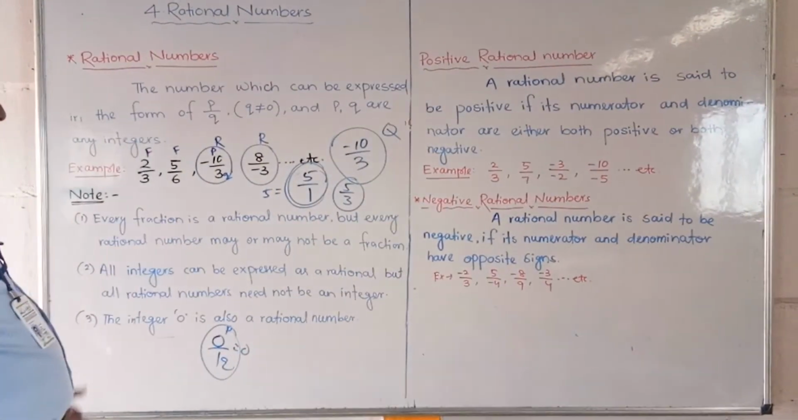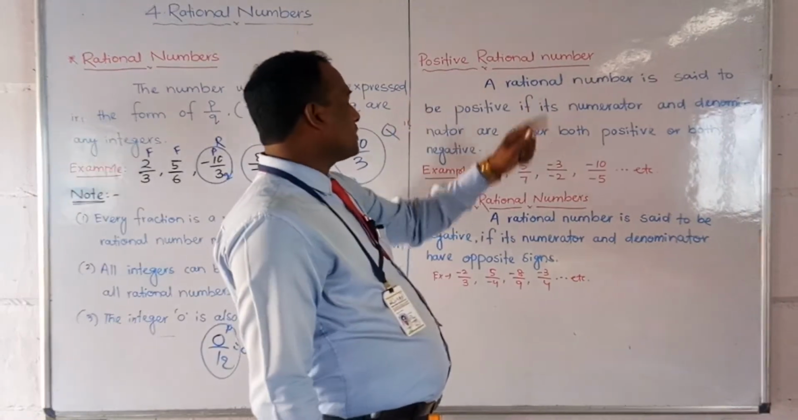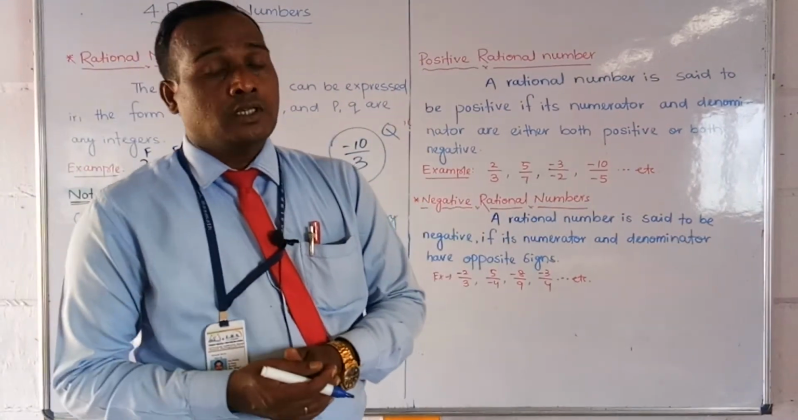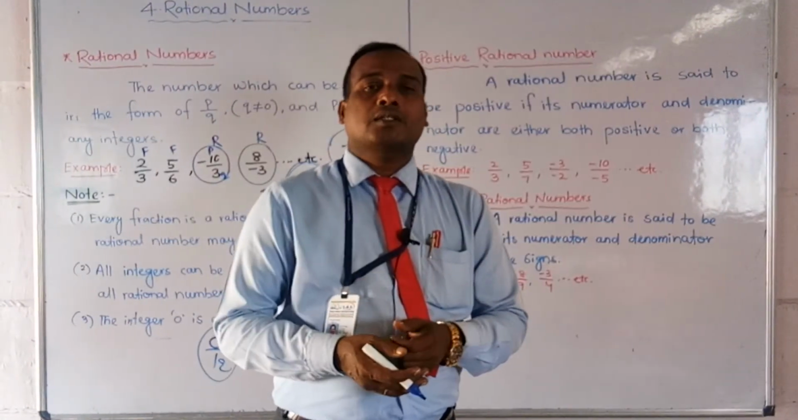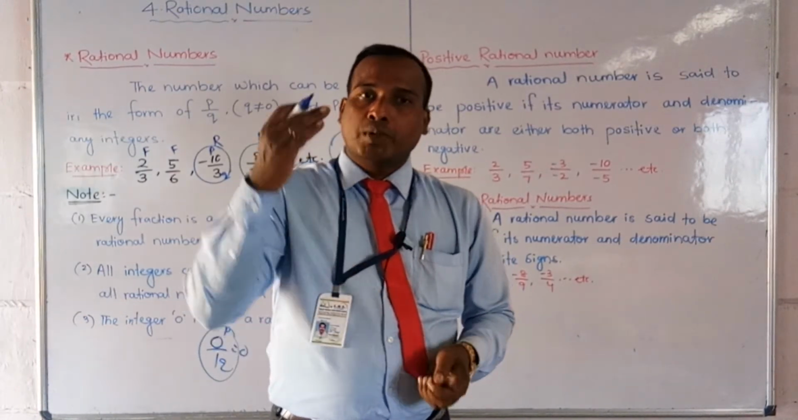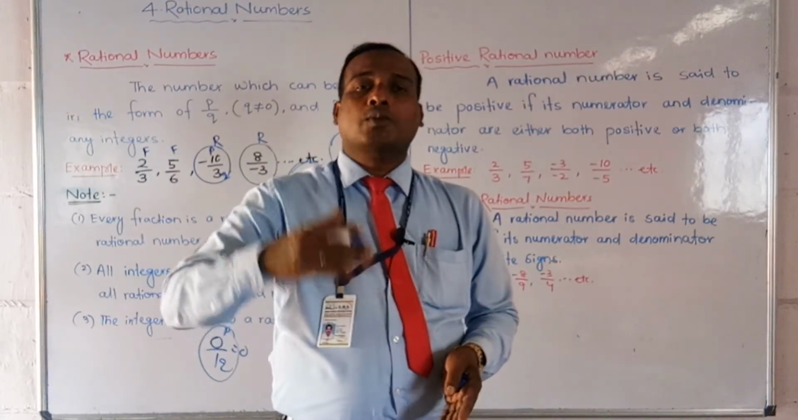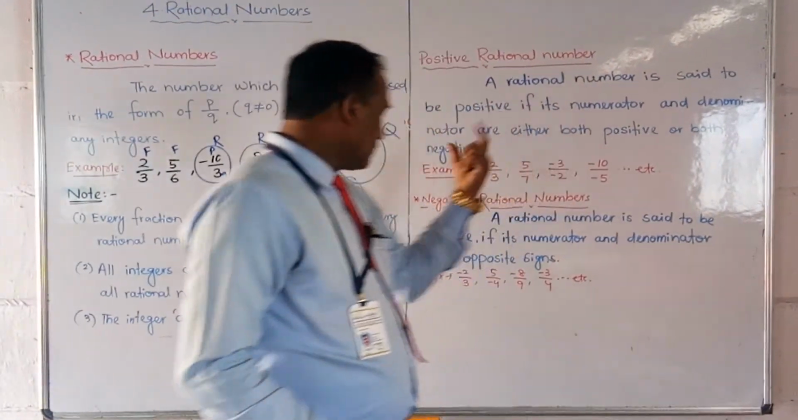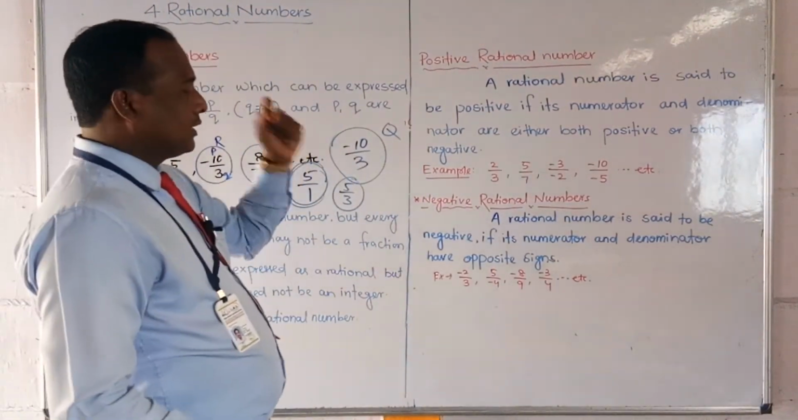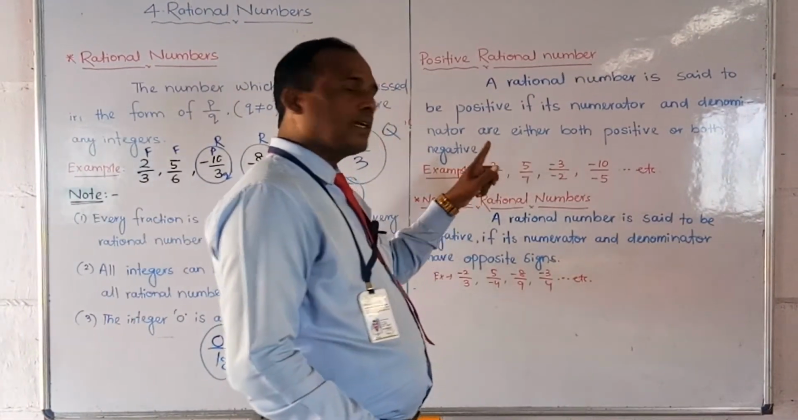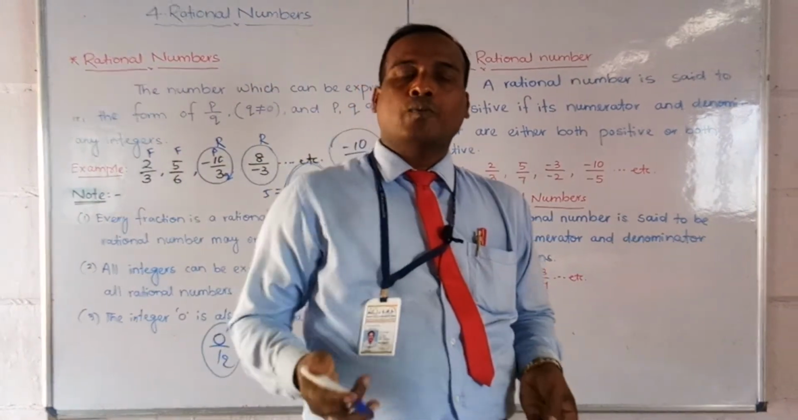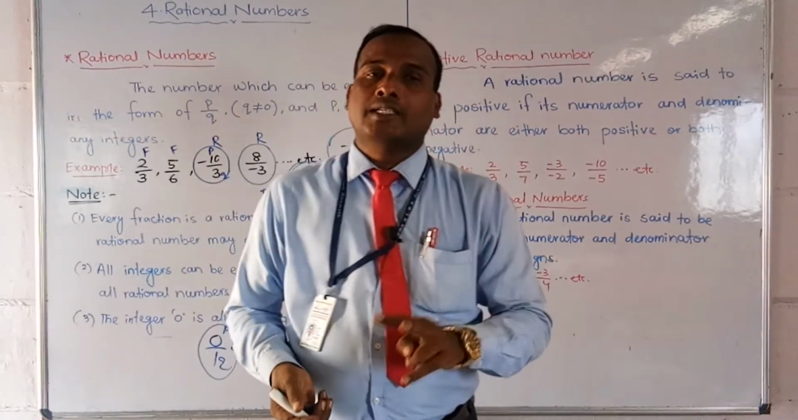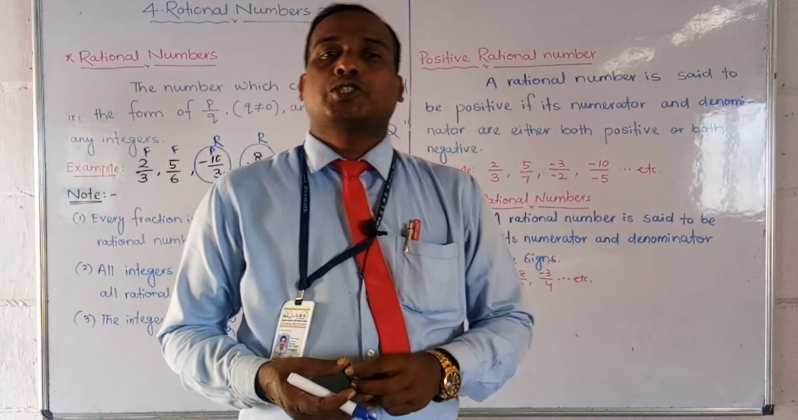Now we will discuss some types of rational numbers, like positive rational number and negative rational number. What do you mean by a positive rational number? When the numerator and denominator of a rational number are both positive or both negative. Whenever we write a rational number, it has a numerator and a denominator like fractions, p and q. If p and q are both positive, or both negative, then it is called a positive rational number.